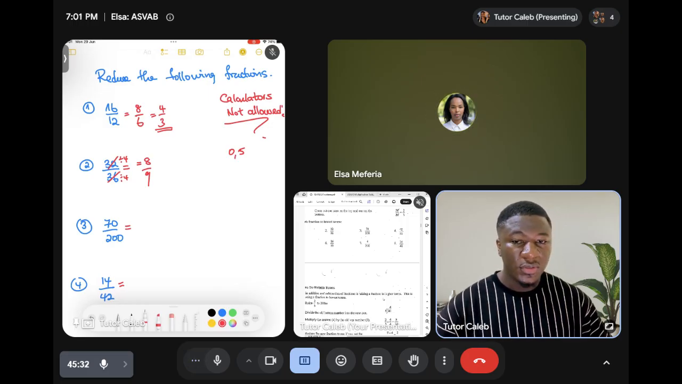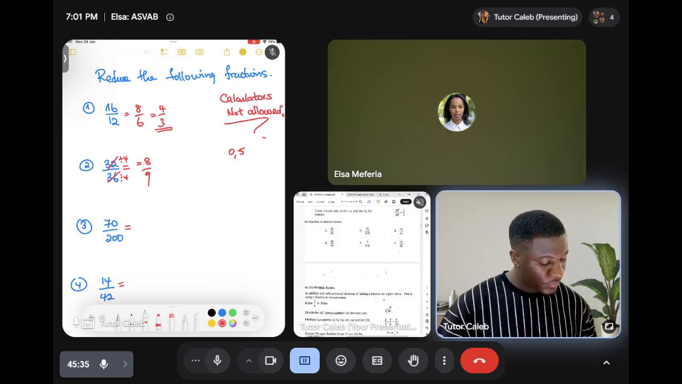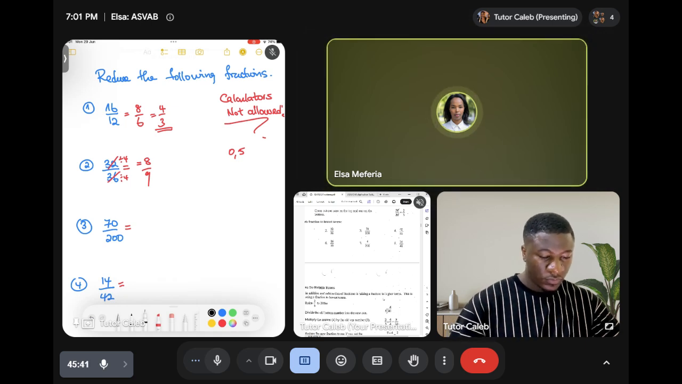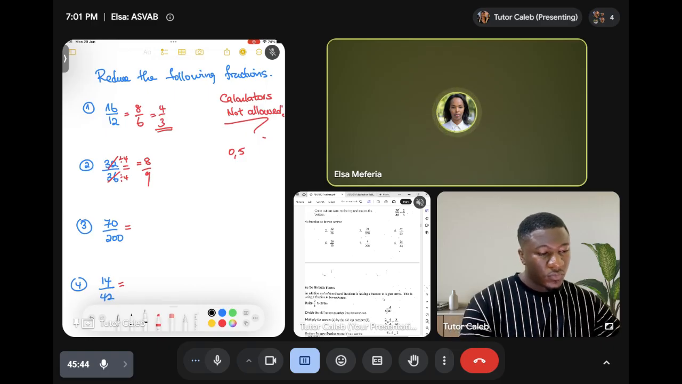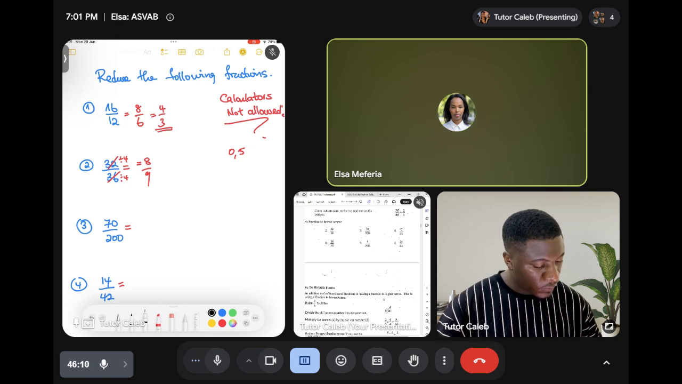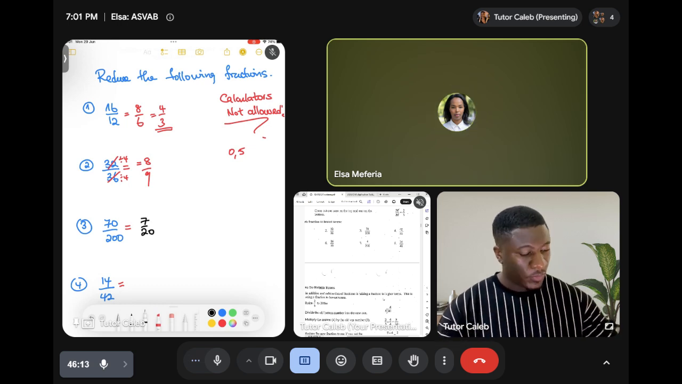Oh, number 3. I can do number 3, I think. So 70 over 200. Let me look at the table quick. Since you gave me a hint already, 70 divided by 10 equals 7. And then 200 divided by 10 equals 20. 7 over 20? Okay.